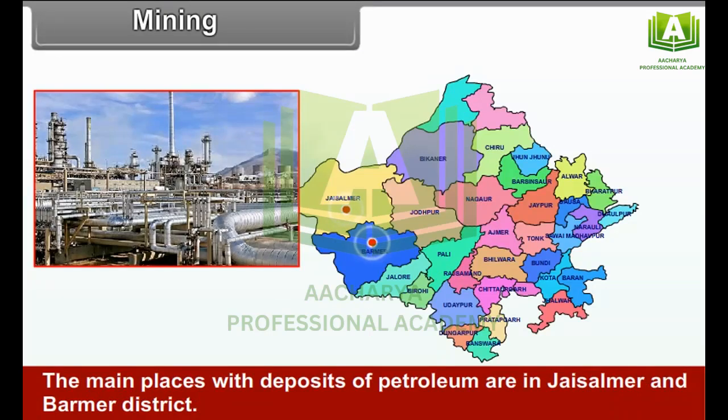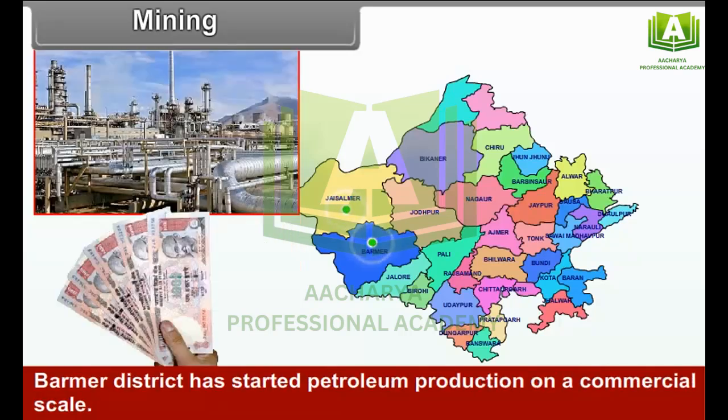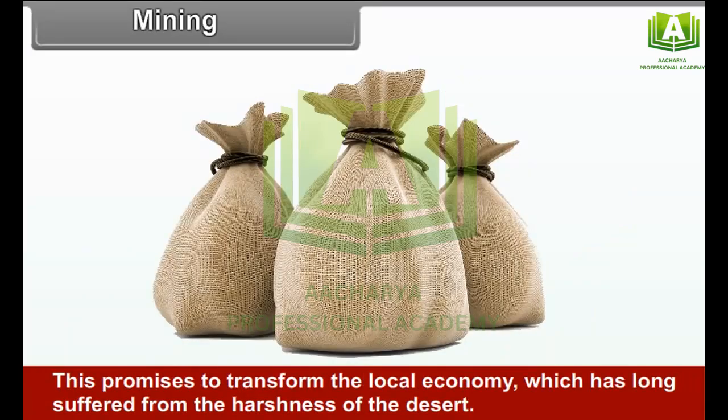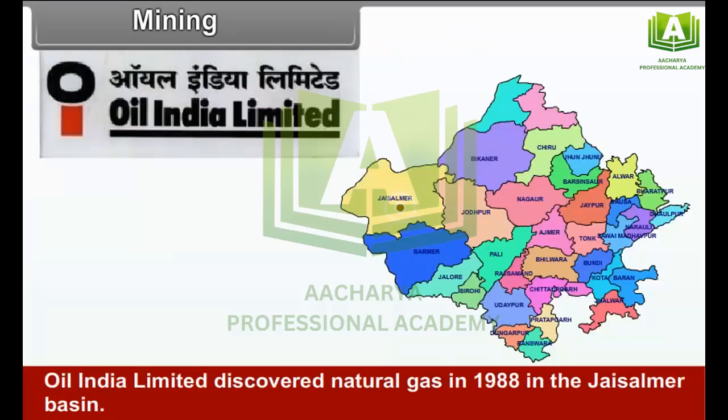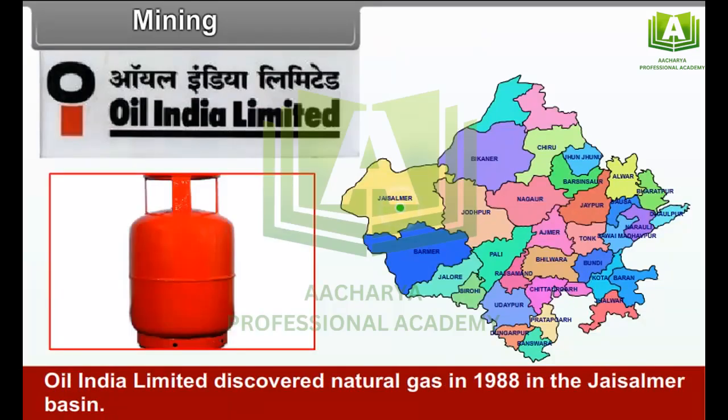The main places with deposits of petroleum are in Jaisalmer and Barmer district. Barmer district has started petroleum production on a commercial scale. This promises to transform the local economy, which has long suffered from the harshness of the desert. Oil India Limited discovered natural gas in 1988 in the Jaisalmer basin.